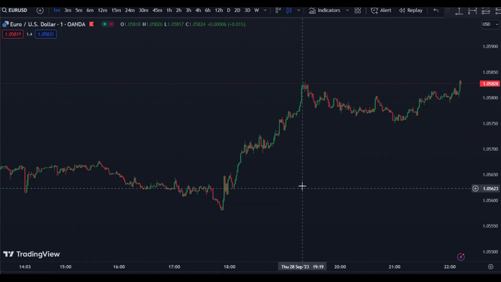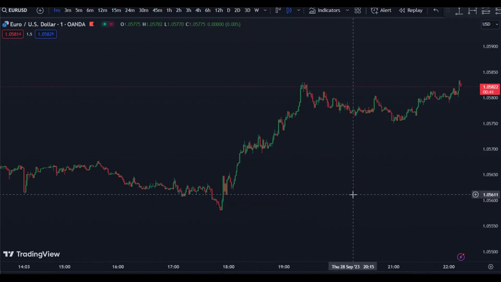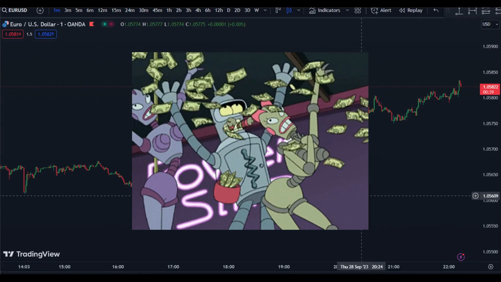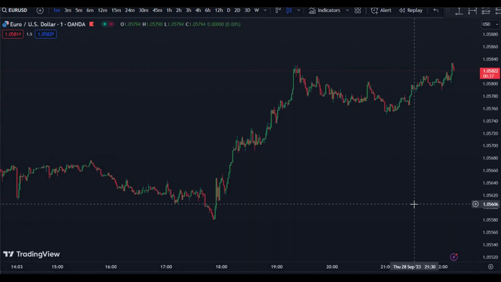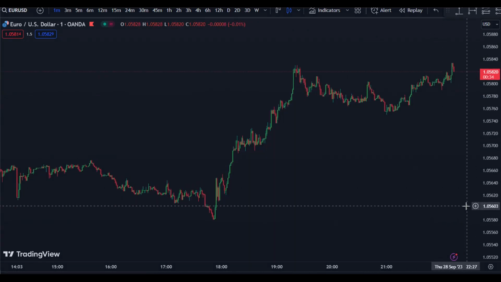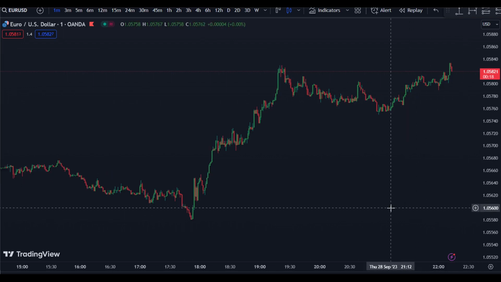So, you're here because you want a 1-minute scalping strategy. Well, you just might be in luck because today I've got for you a 1-minute scalping strategy that might help you become more profitable as a day trader. Welcome to Rebel Trading, where I will show you the tips and strategies to help you become more profitable.